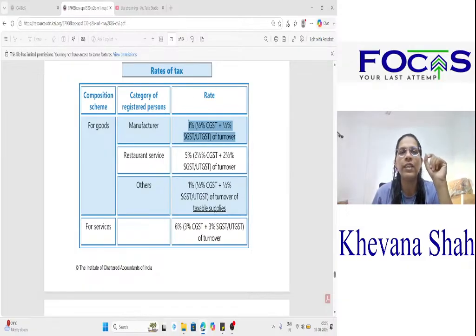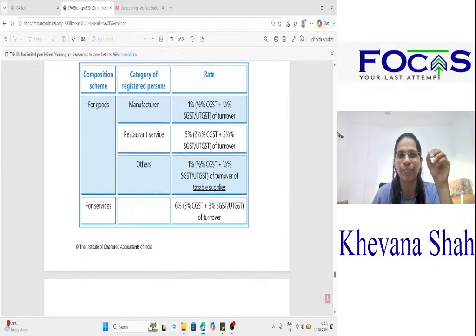Then in case you are a restaurant service provider, and you are also supplying certain goods, you are supplying goods and you have restaurant services, in that case the applicable rate is 5%, that is your total rate is 5%, combining 2.5% of CGST and 2.5% of SGST or UTGST of the turnover.